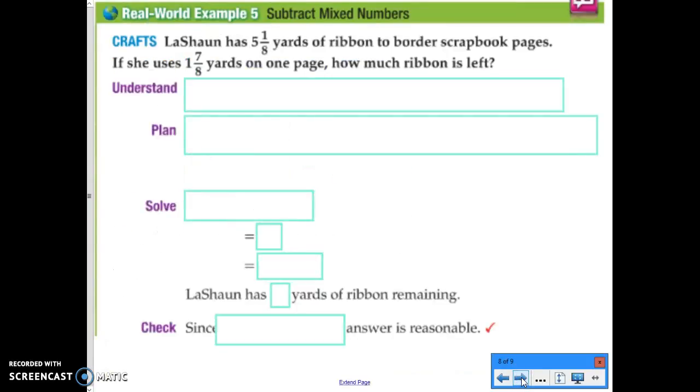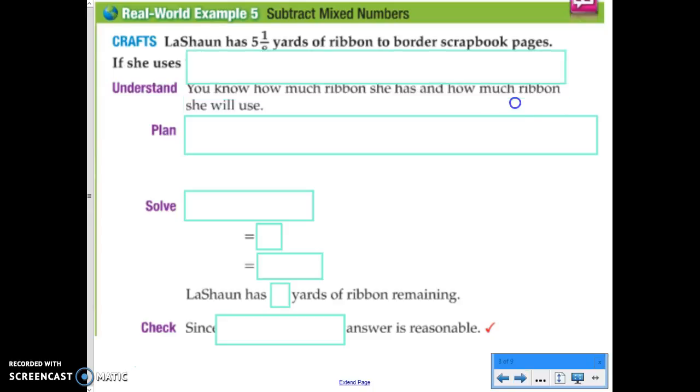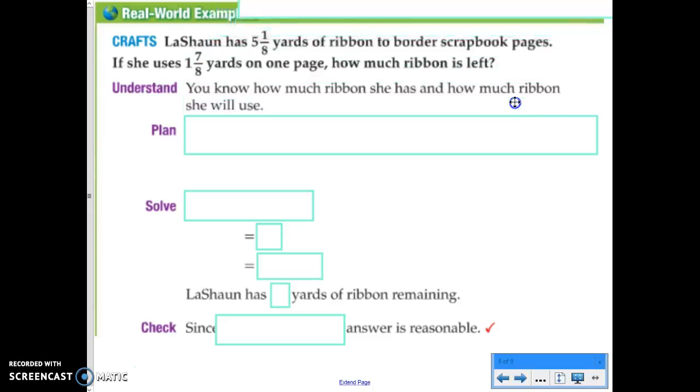Okay, let's take a look on the next page. It says, LaShawn has 5 1/8 yards of ribbon to border scrapbook pages. If she uses 1 7/8 yards on one page, how much ribbon is left? So the first thing we need to do is understand. This is going to be a subtraction problem. So it says, you know how much ribbon she has and how much ribbon she will be using.